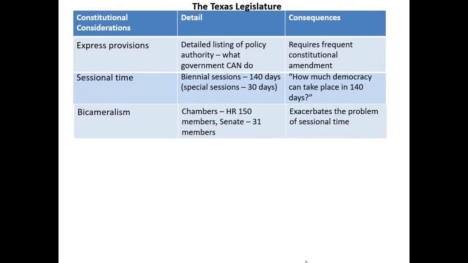All right. Here's another feature, which, the Texas legislature is like virtually every other legislature in the United States in this regard. The United States Congress and 49 of the 50 state legislatures are bicameral. There's only one state that doesn't have a bicameral legislature.